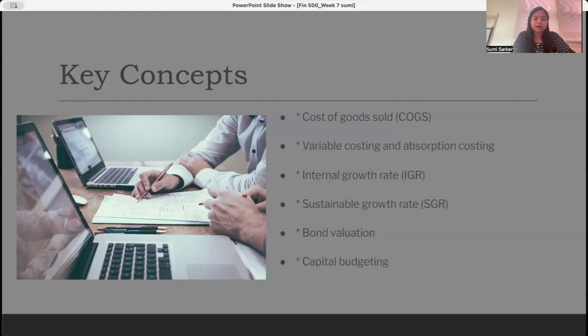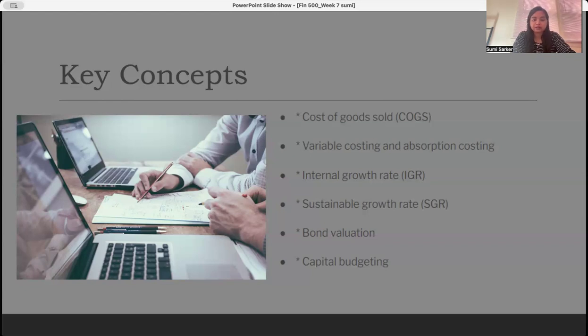For example, if I know that a project's return on investment, ROI, is greater than the company's internal growth rate, I can approve the project. However, if the ROI is less than the company's SGR, I'll need to find a way to finance the project before I can approve it.